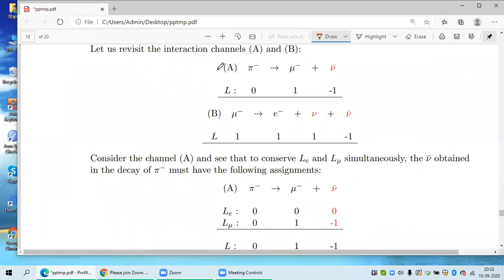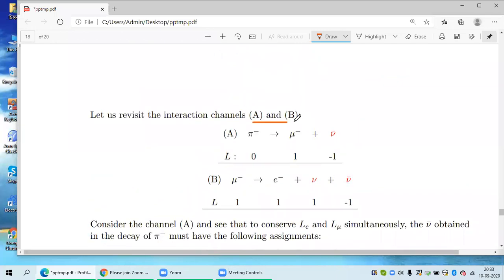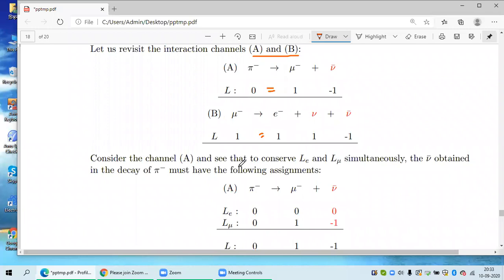Let's revisit the interaction channels again, A and B, because now I have to test Le conservation here. We have seen that L is conserved, L is assigned that way. Clear? So here 1 mu and 1 mu bar, so 1 minus 1. So in all places L is conserved. Consider channel A and observe if we have to conserve Le and L mu simultaneously, individually. How do you have to assign Le and L mu to this?